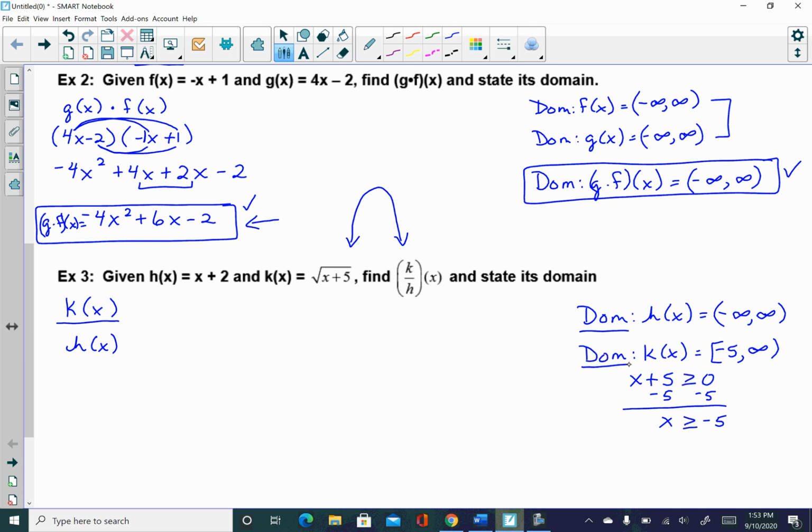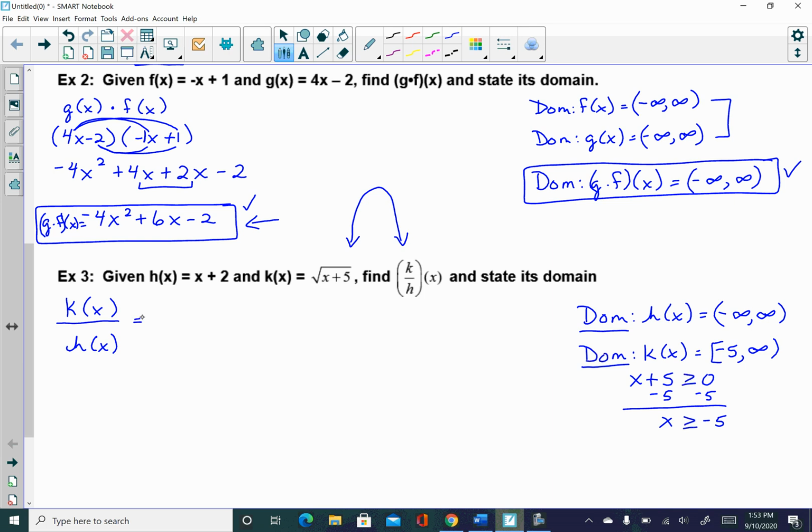All right, and so now, keeping that in mind, remember that the domain of what we're trying to find is going to be the overlap of this plus wherever we've got a denominator, because that denominator can't equal 0. So that's a little bit of foreshadowing there.